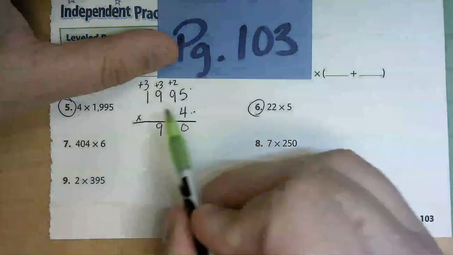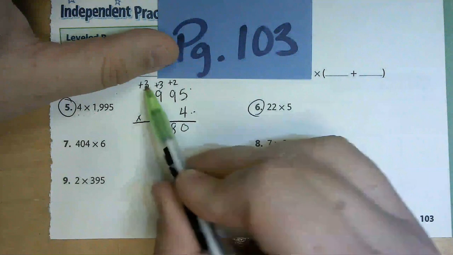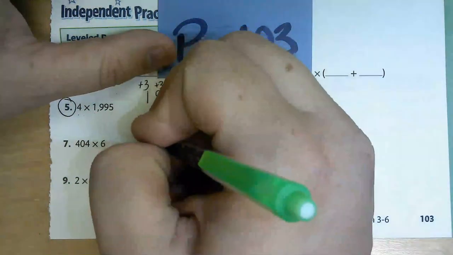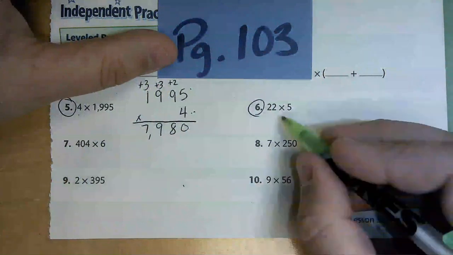All right, now I've got 4 times 1. 4 times 1 is 4, plus 3 more is 7. And so my final answer is 7,980. All right, well, let's jump over to number 6.